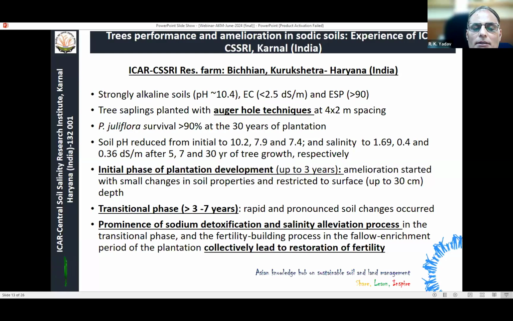There is a reduction in the pH and lower salinity levels, among other things. In this transitional phase, we came across the prominence of sodium detoxification as well as salinity alleviation, and collectively this leads to the restoration of the fertility of the soil.